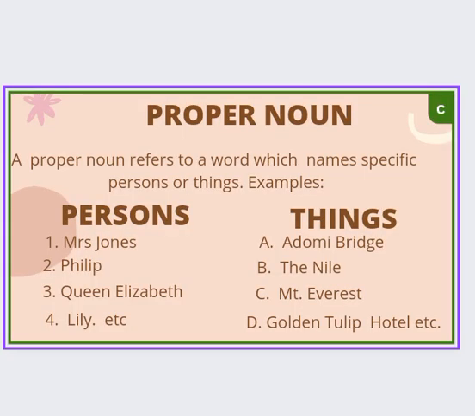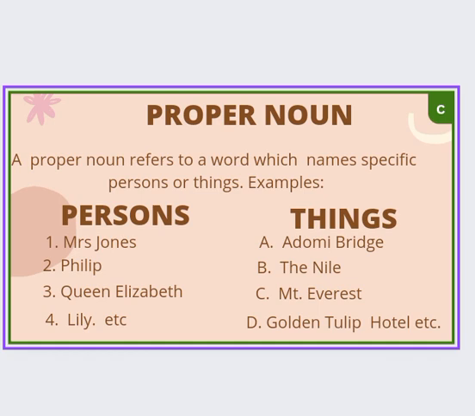Proper noun. When we talk about a proper noun, we are referring to words which name specific persons or things. So a proper noun refers to a word which names specific persons or things. Examples of persons: Mrs. Jones, Philip, Queen Elizabeth, Lily, etc. All the names that we have in this world, names that are referring to people, are proper nouns. Every name that is given to a human being is a proper noun.